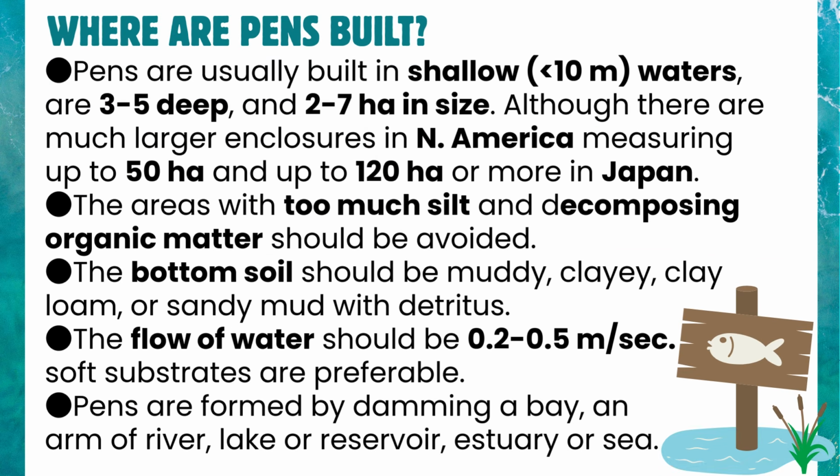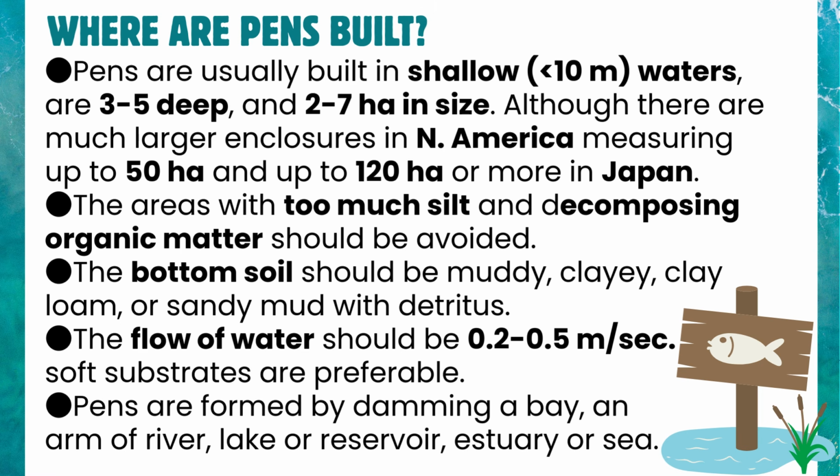Where are pens built? Pens are usually built in shallow waters, less than 10 meters, 3 to 5 meters deep, and 2 to 7 hectares in size. Although there are much larger enclosures in America measuring up to 50 hectares, and up to 120 hectares or more in Japan. The areas with too much silt and decomposing organic matter should be avoided.